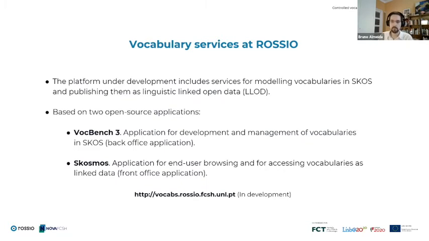So ROSSIO, as I mentioned before, includes vocabulary services that are aimed at supporting the platform's development. These services are based on two open source applications, namely Vocbench 3, which is a back office application for developing vocabularies. It is widely used in this domain by European institutions, and very large vocabularies such as AgroVoc also use Vocbench for this. The other is Skosmos, which allows end users to browse the vocabularies, and also exposes them as linked data for machines on the web.